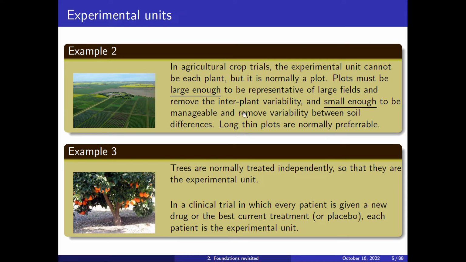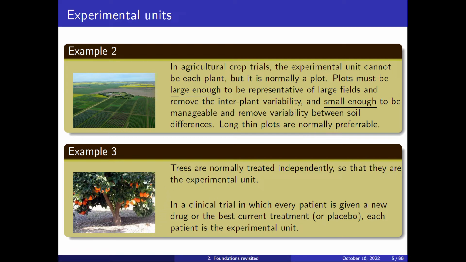In agricultural crop trials, the experimental unit cannot be each plant, but it is normally each plot, because plots must be large enough to be representative of large fields and remove the interplant variability, and they have to be small enough to be manageable and remove variability between soil differences. So if there are gradients, then they should be identified. And typically in this kind of plots, long thin plots are preferable.